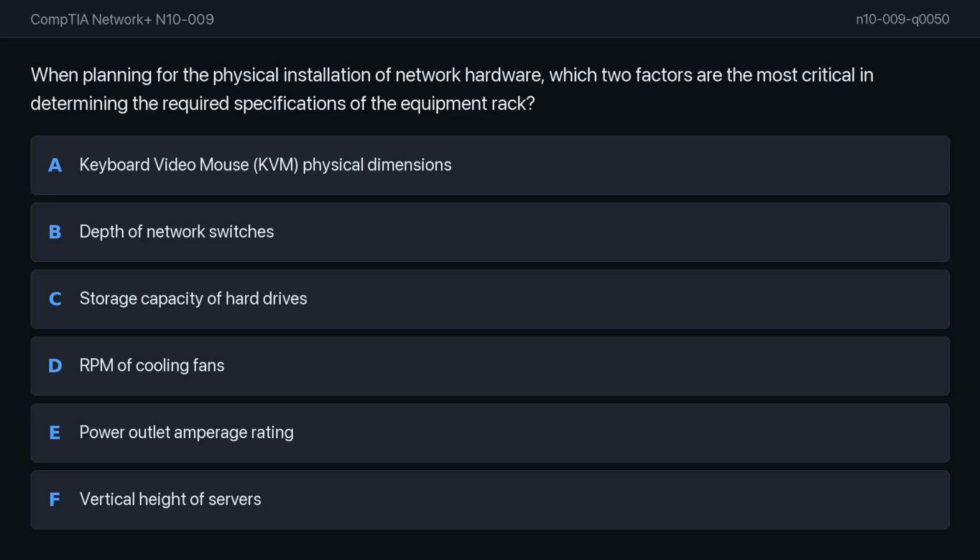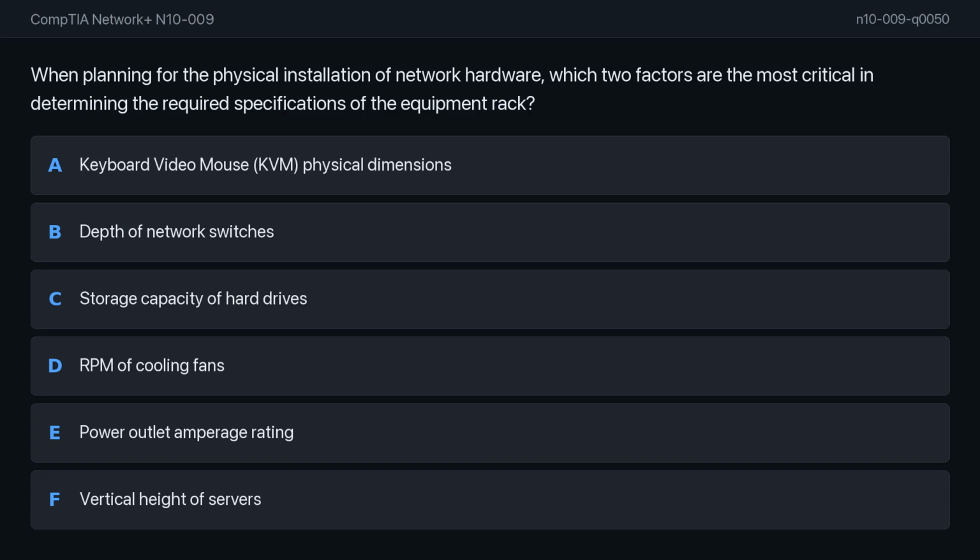When planning for the physical installation of network hardware, which two factors are the most critical in determining the required specifications of the equipment rack? The options are A. Keyboard video mouse physical dimensions. B. Depth of network switches. C. Storage capacity of hard drives. D. RPM of cooling fans. E. Power outlet amperage rating. F. Vertical height of servers.